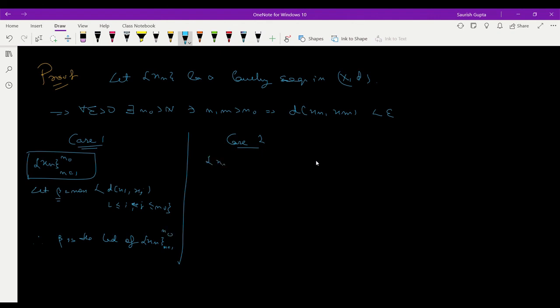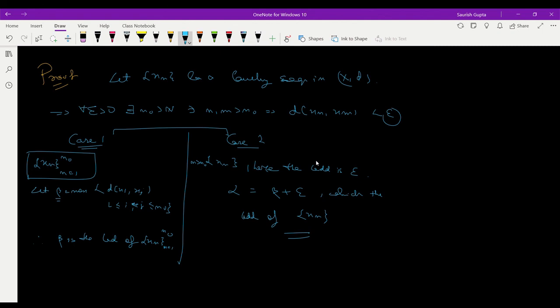What about the sequence xn for n greater than n0? Here the bound is epsilon, directly from the definition. So what will be the bound of both of these cases simultaneously? What bound can we choose such that both cases are satisfied? Can we choose the maximum of beta and epsilon? That is not the case here. What we can do is choose alpha as beta plus epsilon, which is the bound of the whole sequence xn. Choosing the maximum of beta and epsilon won't work.